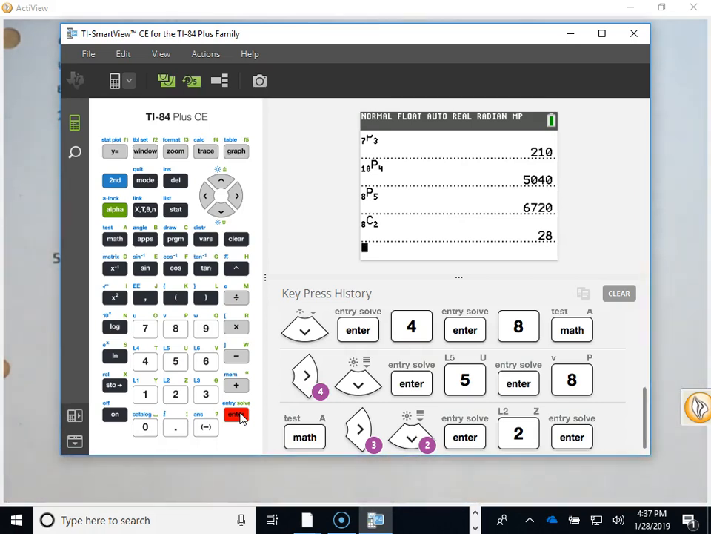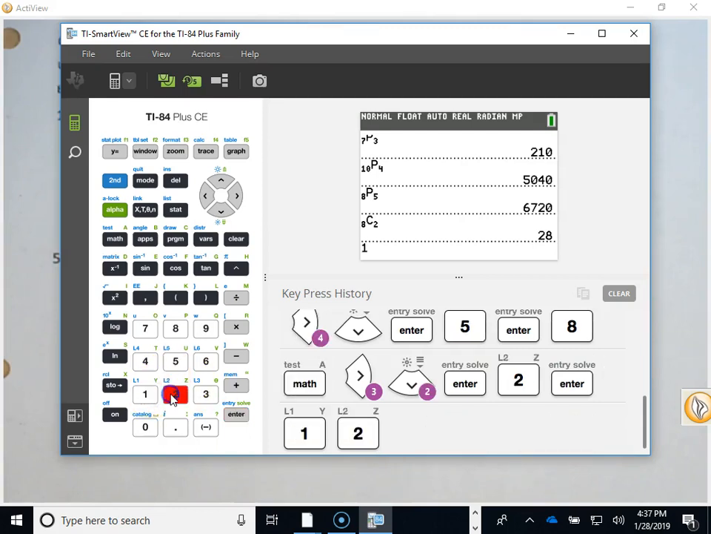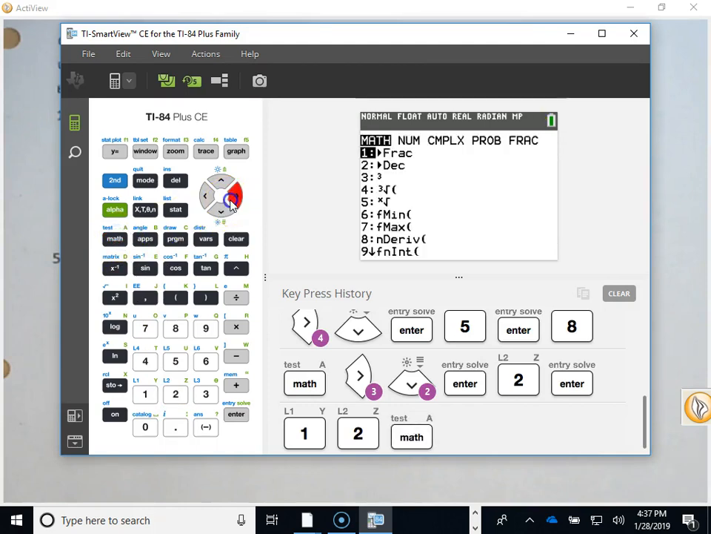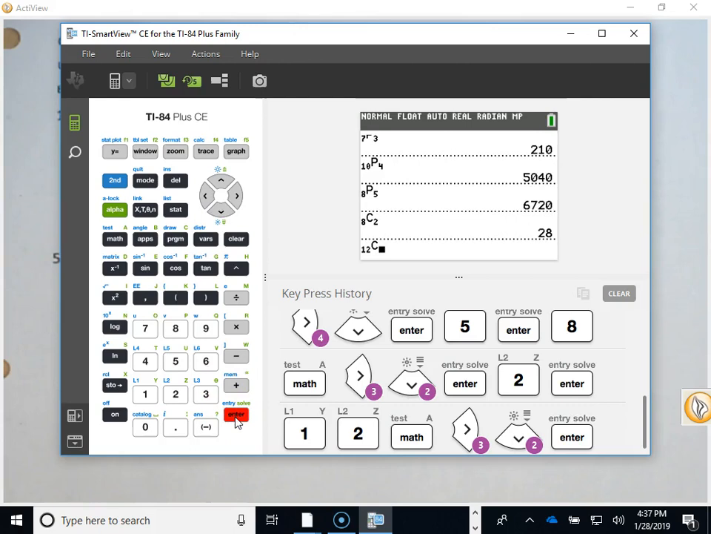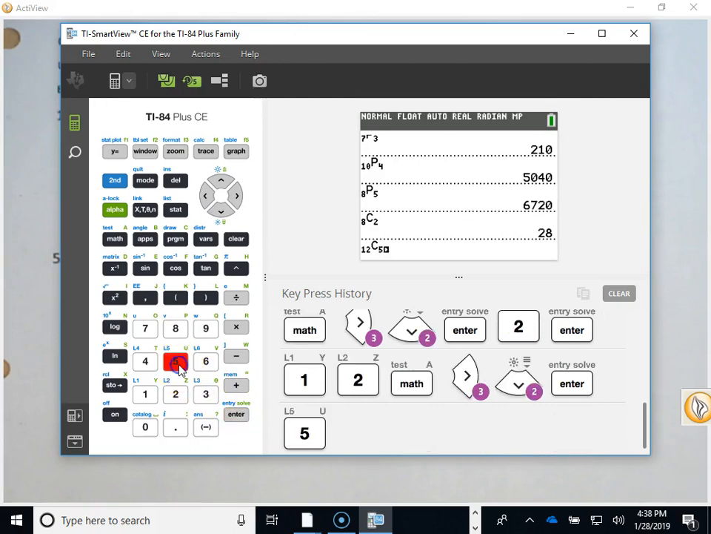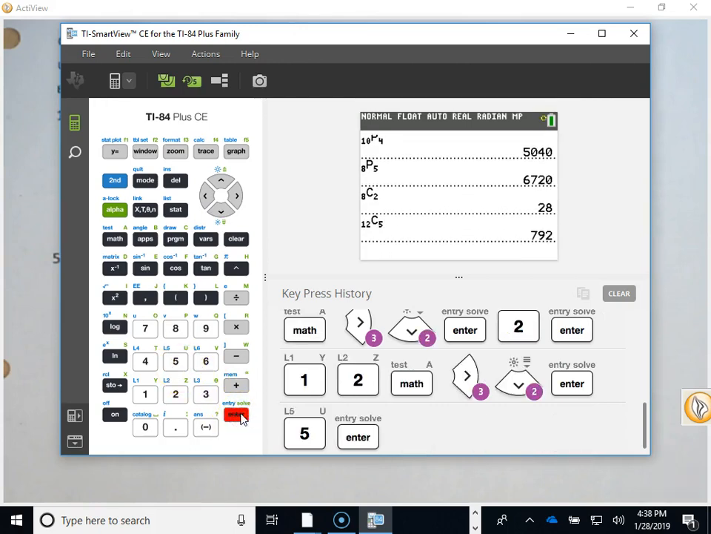For the next problem, it's 12 and then 5. So you type in 12, math, over to probability, down to the third line, which is nCr for combinations. Hit enter, and then type 5 and enter. So we get 792.